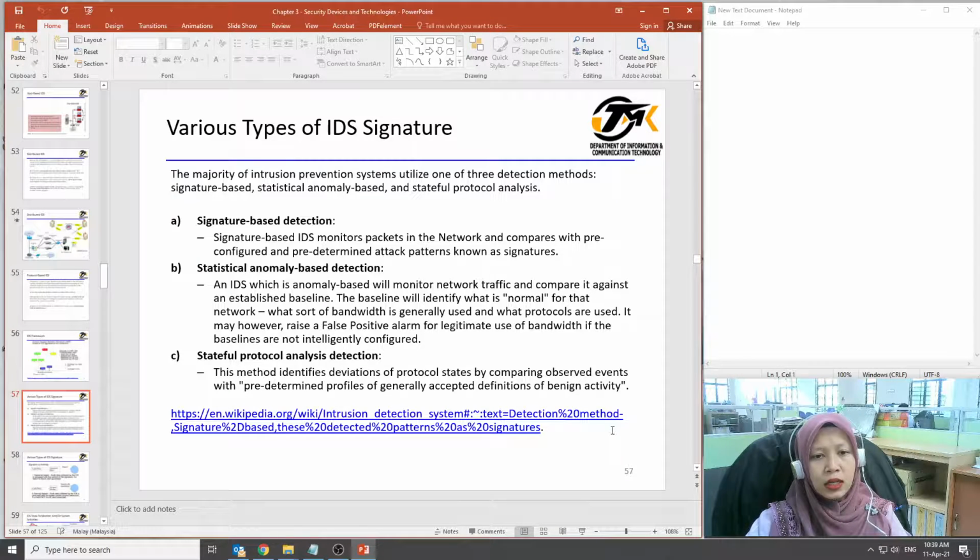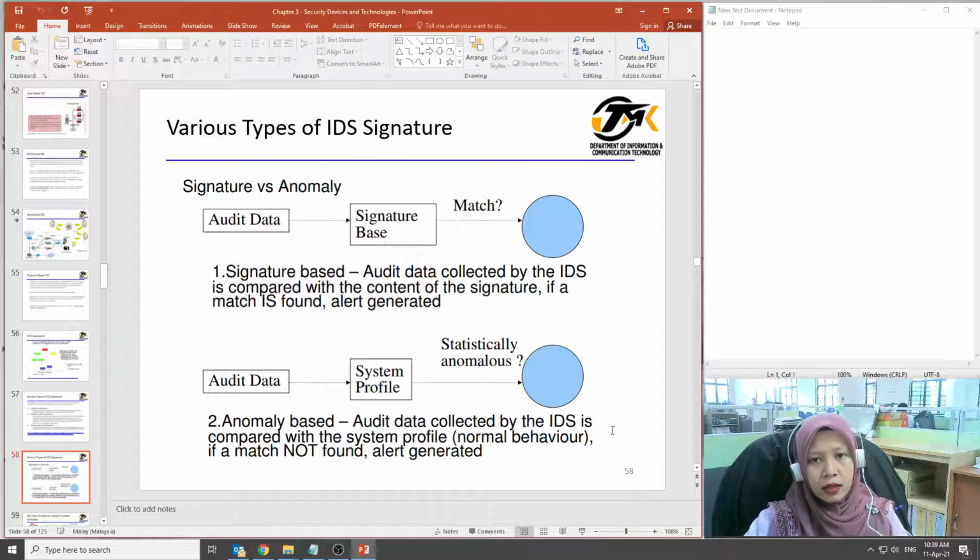Okay, so C, not many IDS use C detection. Usually they use A or B. Most of it uses A, which is okay. So this is how it has been done, as you can see here. For signature, it is based on a signature base. It matches, then it is it. For the anomaly, it is based on system profile. It's never been like that, suddenly it becomes like that.